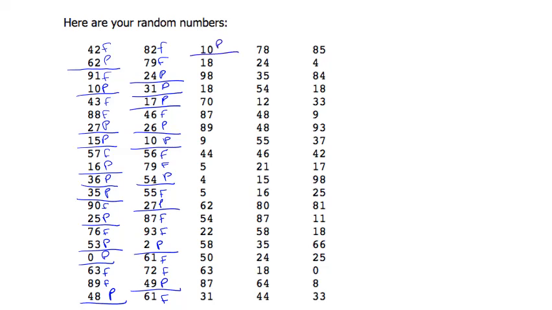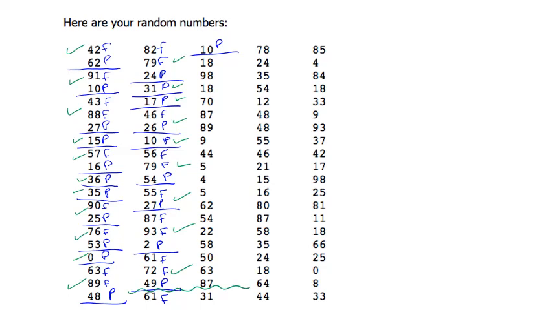So let's pause for a minute, see if we have 20 runs yet. So there's 1 run, 2 runs, 3 runs, 4 runs, 5, 6, 7, 8, 9, 10, 11 runs, 12 runs, 13, 14, 15, 16, 17, 18, 19, 20. So I could have stopped right here with my 20 runs.